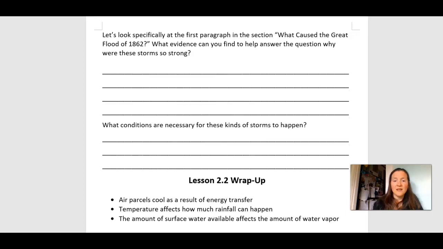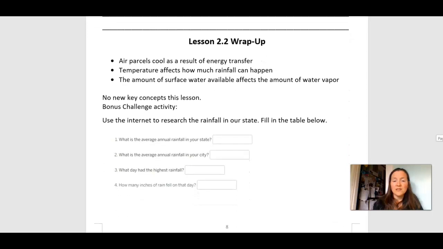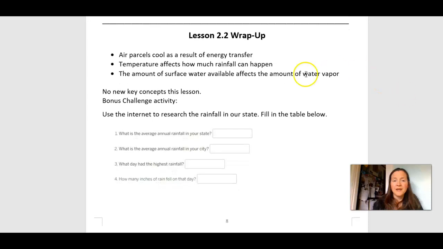And the wrap up for this lesson, things that we learned that are important. Air parcels cool as a result of energy transfer. All right, this is a repeating bit of information that we've learned before. Temperature affects how much rainfall can happen. This is a new idea that we're going to be getting into this week. The amount of surface water available affects the amount of water vapor. We learned about that in chapter 1.